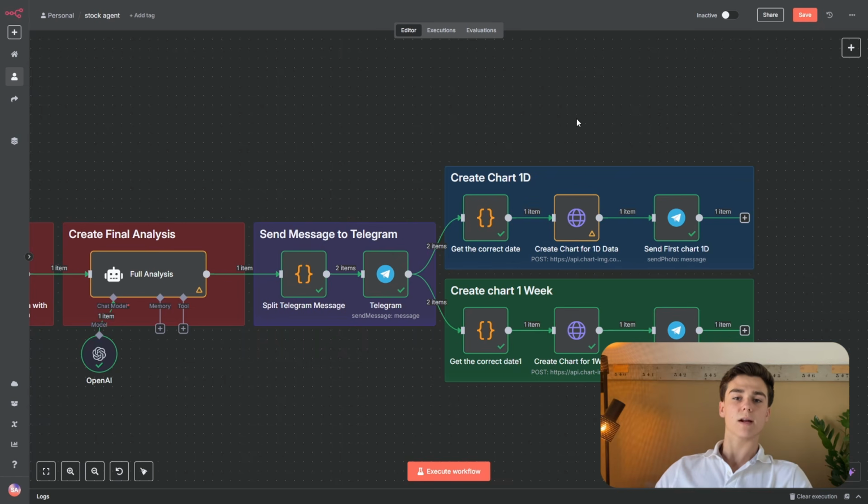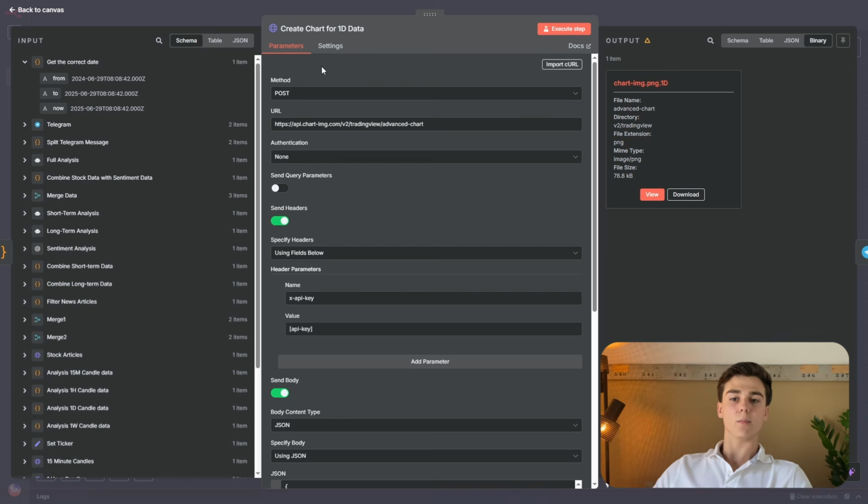Now that we have set the correct dates, we can now create the actual chart, and we will do this by sending the data to the HTTP node. And in this HTTP node, we will do method post, and then the URL will be this URL, and this is going to be a chart from api.chart. So let's first go to that website.